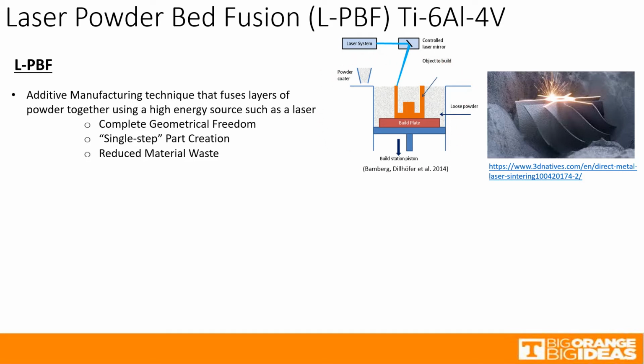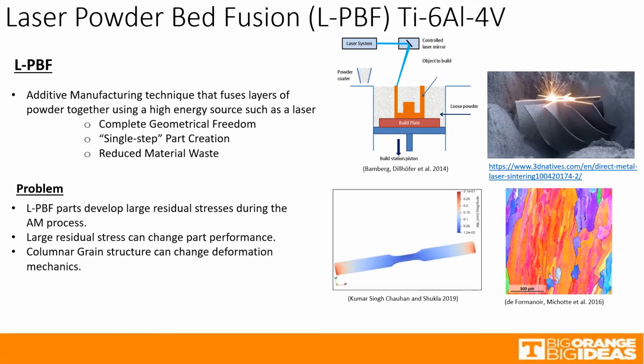This type of additive manufacturing is popular for many reasons. Namely, this process allows for complete geometrical freedom to create complex parts such as the turbine shown on the right. Because titanium is itself expensive and expensive to manufacture using traditional methods, it would benefit greatly from this process.